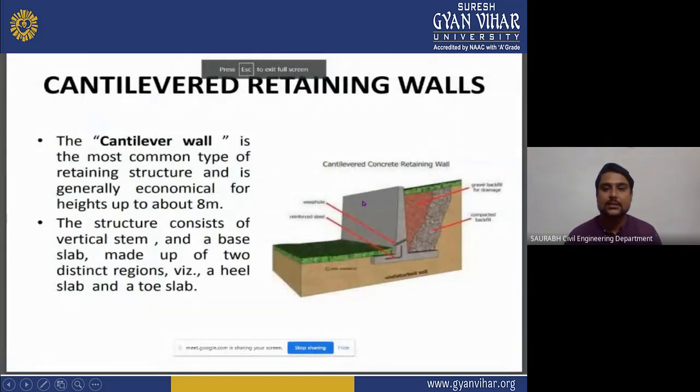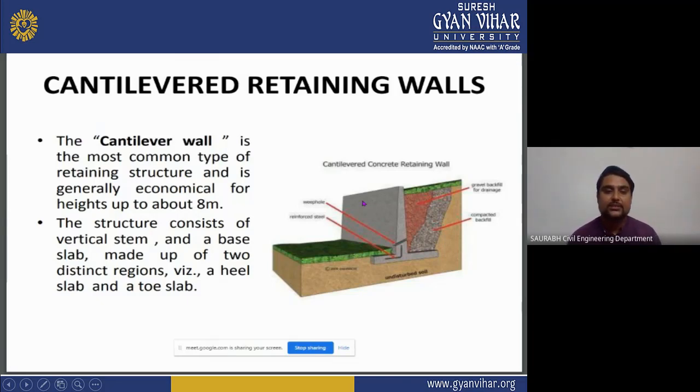Here, as you can see, that is your cantilevered retaining wall, and there are also some components of the cantilever retaining wall. First we will see the definition of a cantilever wall. A cantilever wall is the most common type of retaining structure and is generally economical for heights up to 8 meters. It means a cantilever wall is generally prepared for a height of 8 meters.